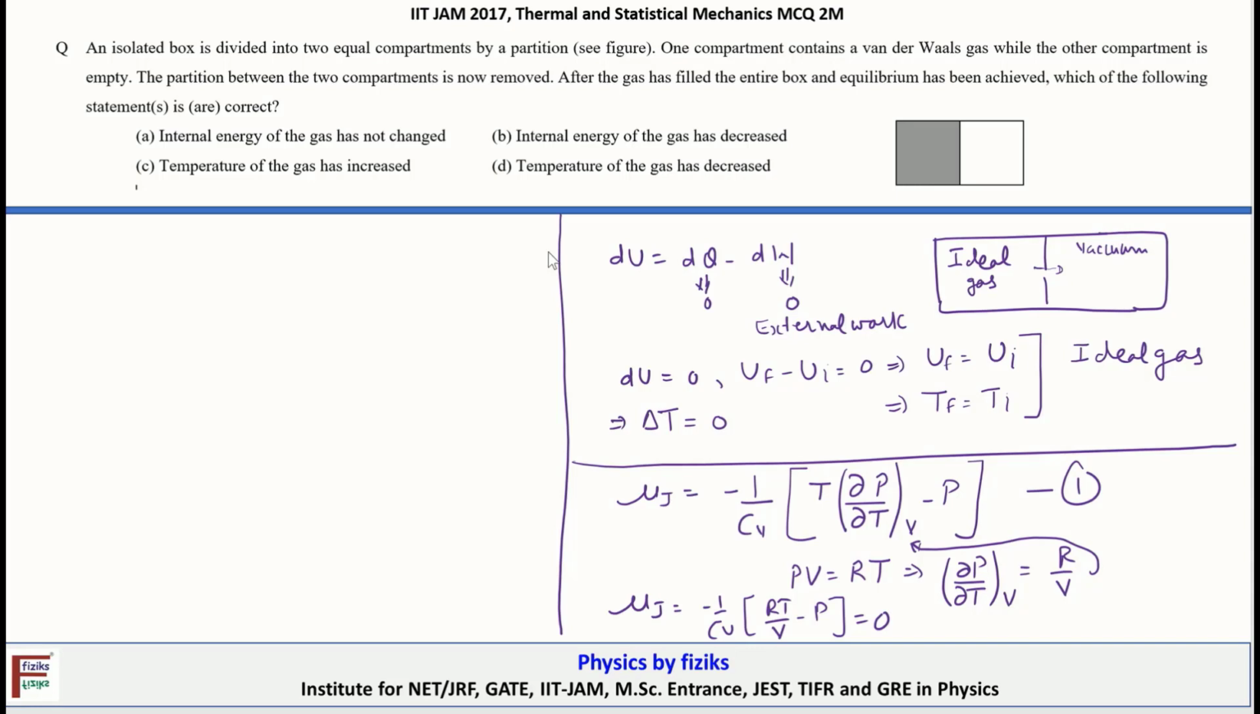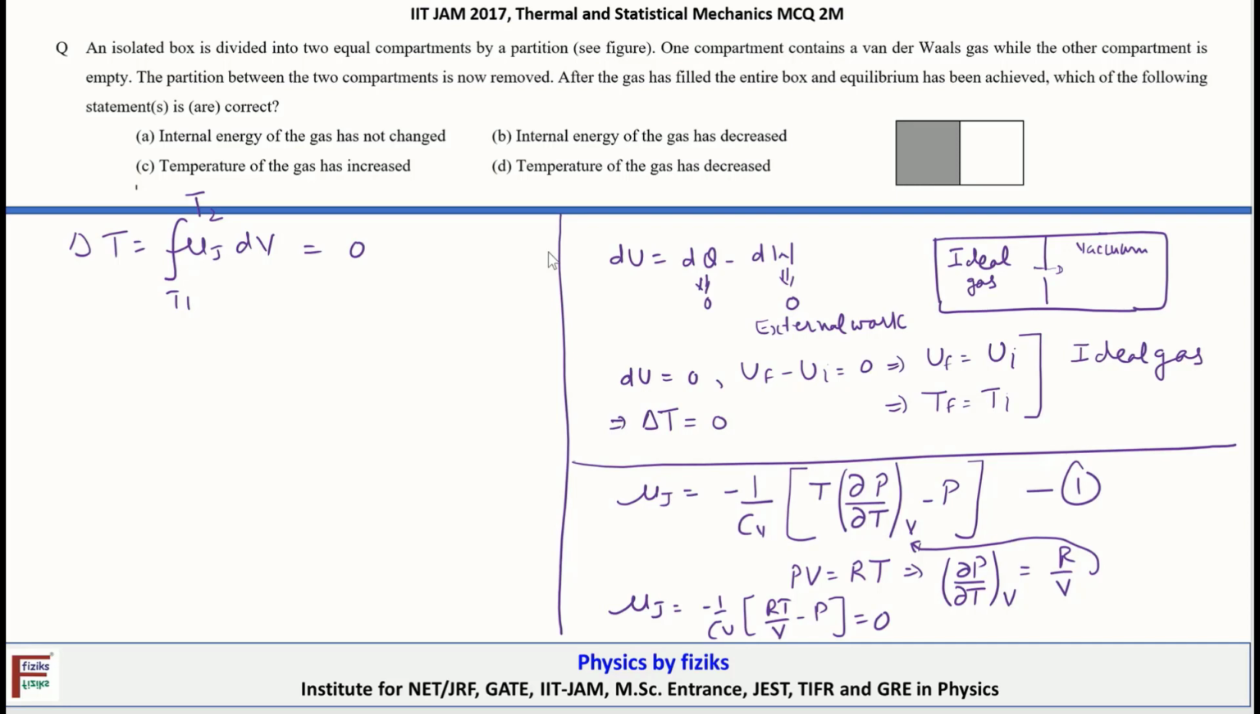And so further, the temperature change from the Joule coefficient can be calculated as delta T equal to the integral of μ_J dV from some temperature T1 to T2. Because μ_J is equal to 0, that means delta T is equal to 0. Again, from the mathematics point of view, delta T is equal to 0 for the ideal gas.